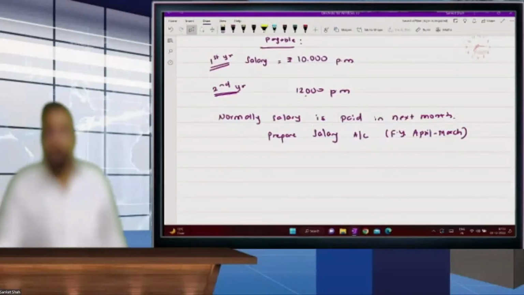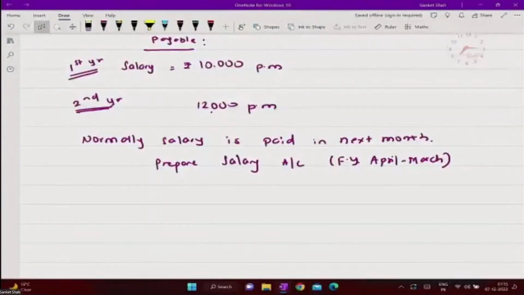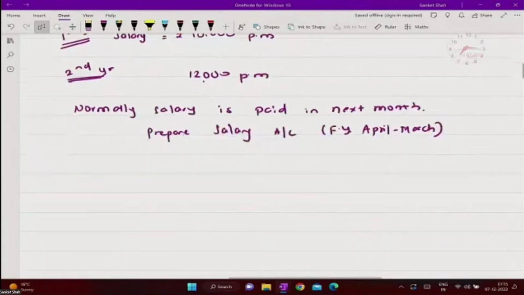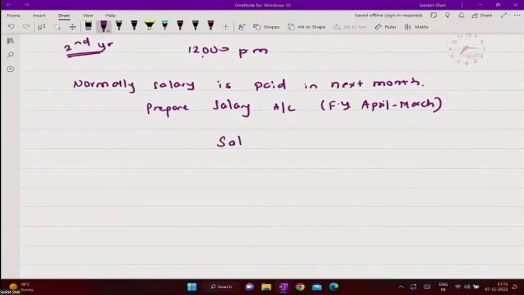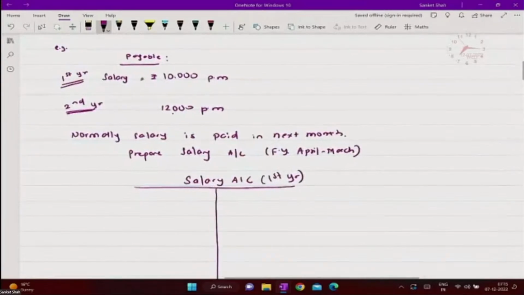Can you give me the answer? Yes, बेटा, आंसर दे दीजिए मुझे फटाफट. Who is going to answer? चलो, prepare salary account. Yes, let's see how many of you. This is for first year. चलो, first year I will tell you. Have you written this example? First year salary.